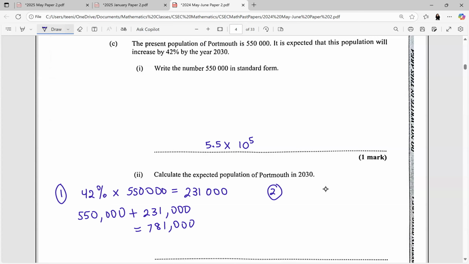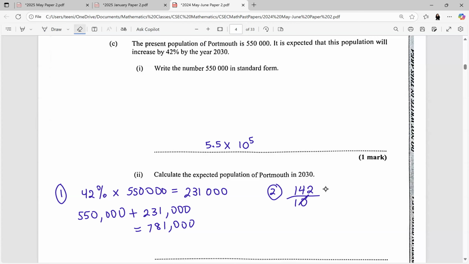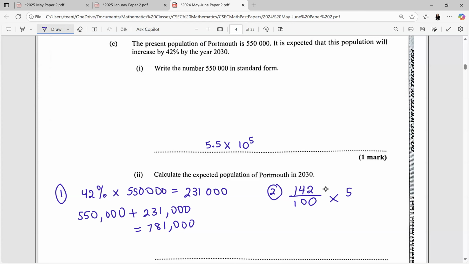Or for a percentage increase, you just add the increase to 100% and calculate that full amount of 550,000. So the population in Portsmouth in 2030 would be worth 142% of the original value. So 142 over 100, or 1.42, however you want to write it, times 550,000, and you would realize that you get the same answer. Josh, work this out for me. 142 over 100 times 550,000. And tell me if you get the same 781,000.